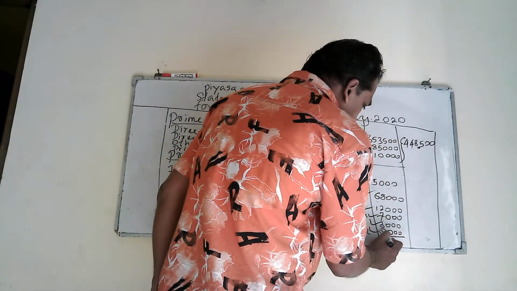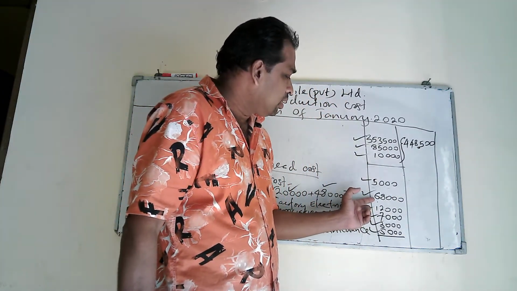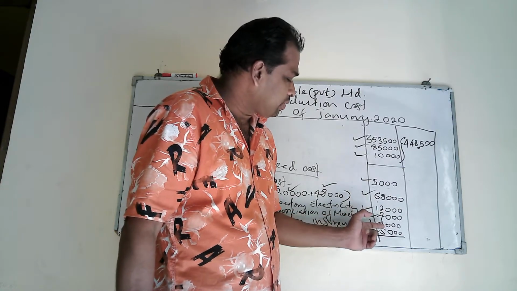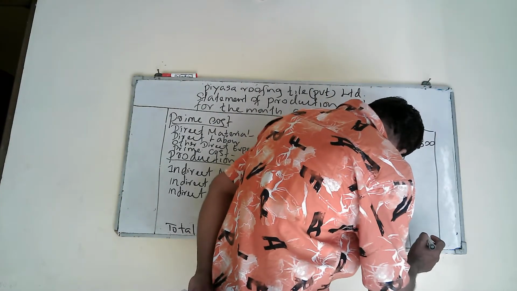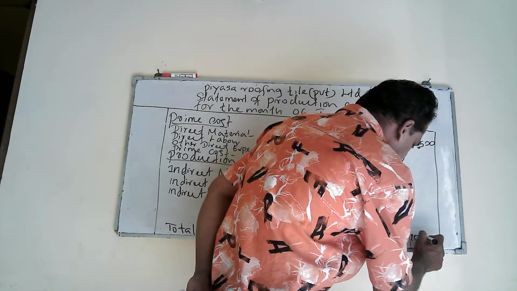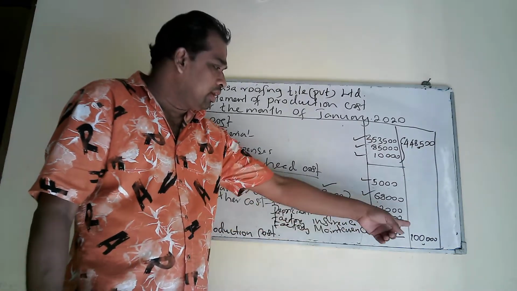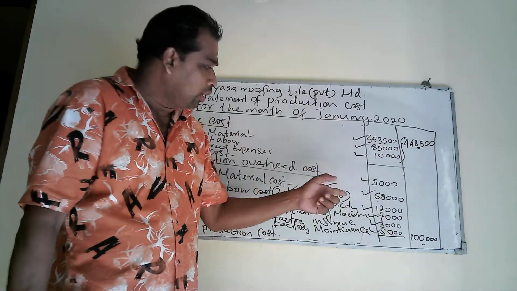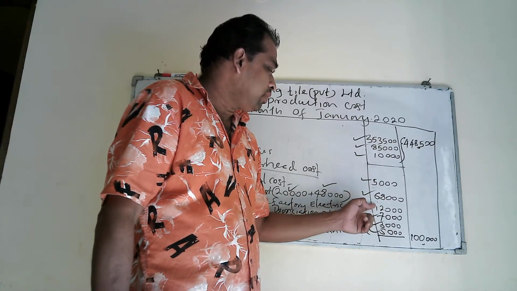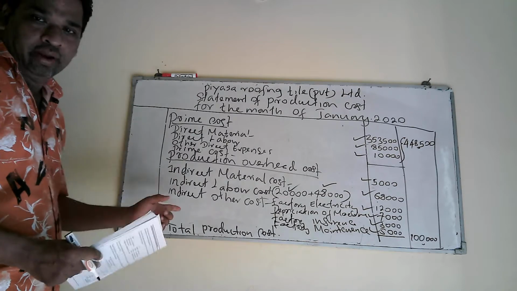Production overhead cost here: 5,000 plus 68,000, that is 73,000, 75,000, 85,000, 92,000, 95,000, 100,000. The total will be 100,000. Even at the exam you have to recheck, because if this value is wrong, then your total production cost will be wrong. Total value of overhead cost will be 100,000.